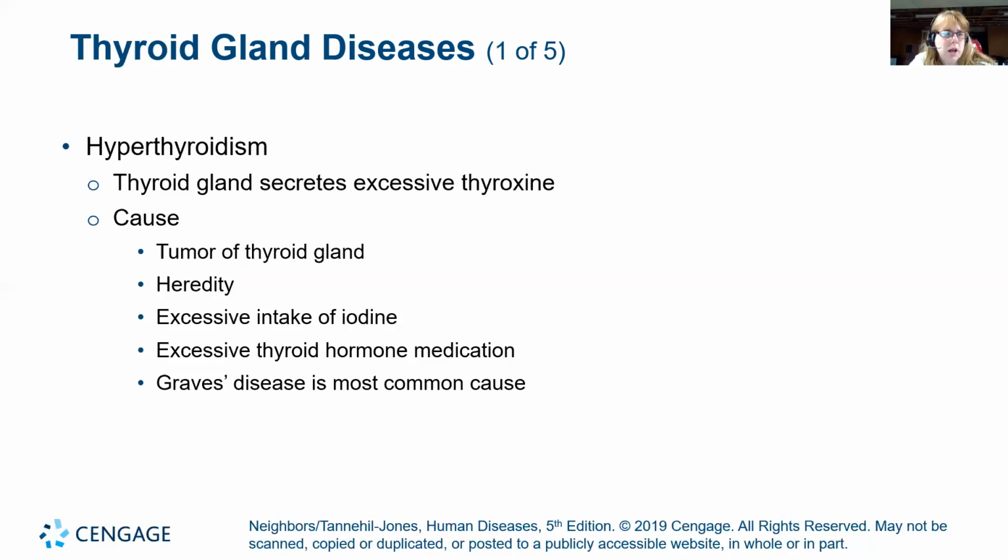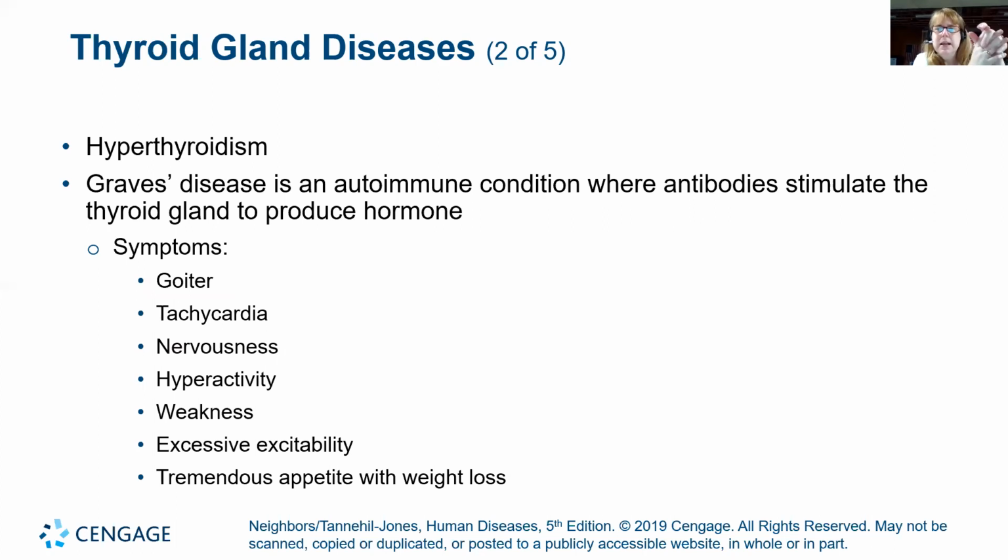The causes of hyperthyroidism can be a tumor, heredity, excessive intake of iodine, which I don't know exactly how that would happen unless you drank a bottle of iodine, or excessive thyroid hormone medication. When people are taking thyroid medication, they're constantly monitored by lab work every 2 or 3 months. Graves' disease is also another common cause. It's an autoimmune condition where the person's own antibodies stimulate the thyroid gland to produce more hormone. So it's just an overproduction, and it keeps going and going.